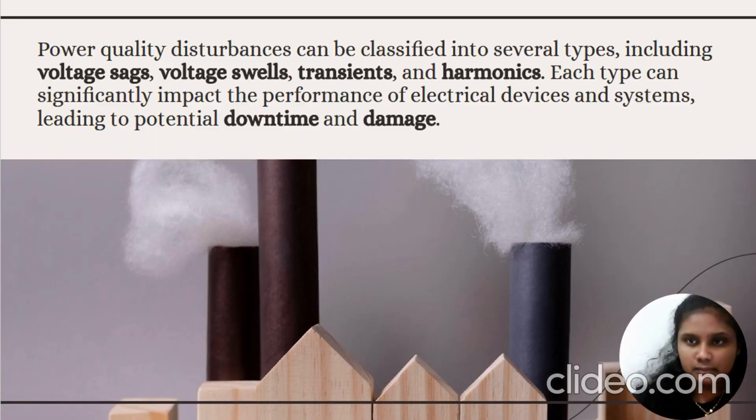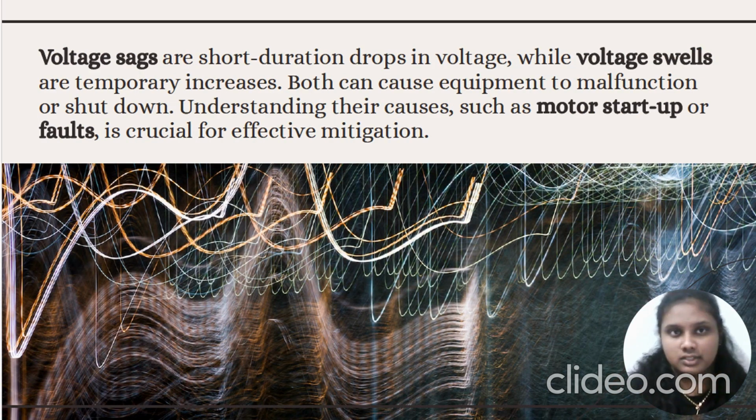Okay, power quality disturbance can be classified into several types, including voltage sags, voltage swells, transients, and harmonics. So each type can significantly impact the performance of electrical devices and systems, leading to potential downtime and damage. So what is voltage sags? Voltage sags are short duration drops in voltage, while voltage swells are temporary increases. Both can cause equipment to malfunction or shut down. Understanding their causes, such as motor startup or fault, is crucial for effective mitigation.